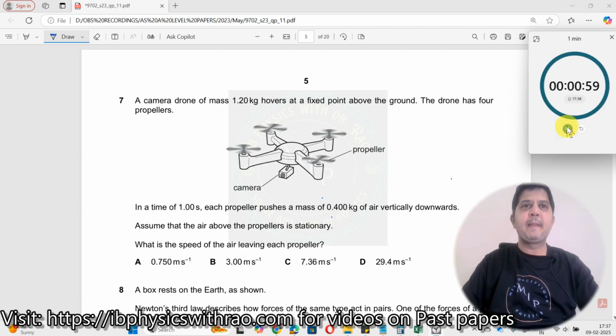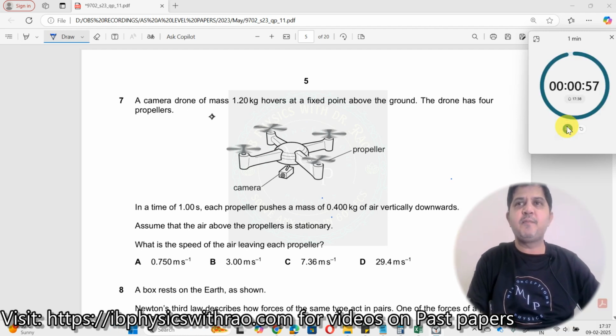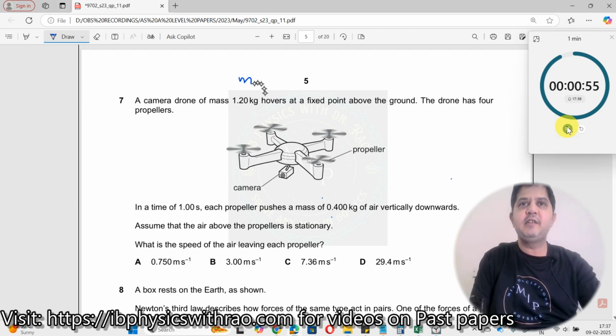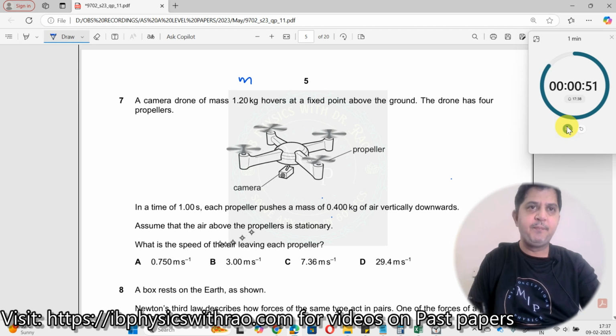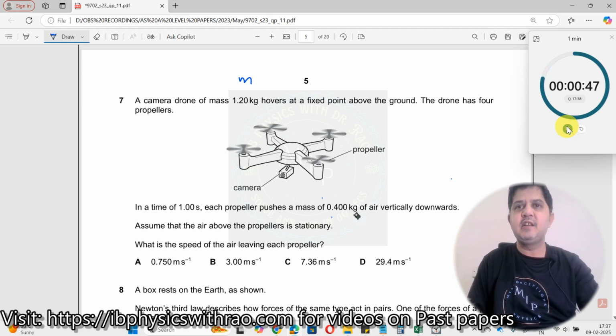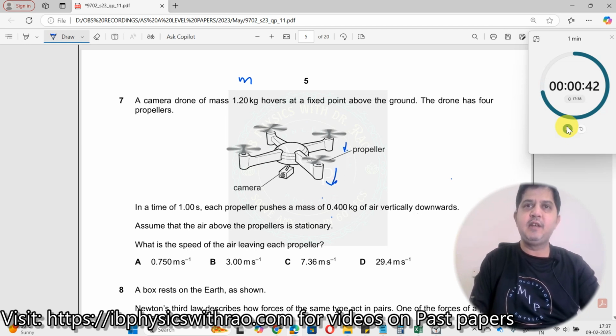Question number 7. A camera drone of mass 1.2 kg hovers at a fixed point above the ground. The drone has 4 propellers. At a time of 1 second, each propeller pushes a mass of 0.4 kg of air vertically downwards. So it is pushing some air downwards, and as a result of it, it is trying to hover upwards or go upwards.